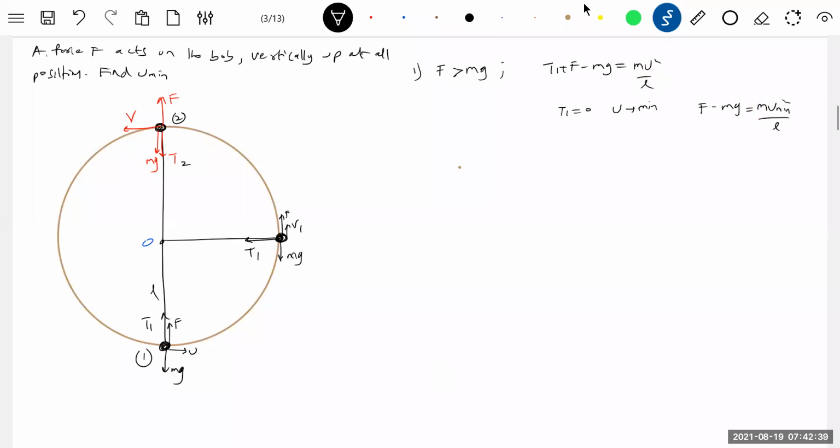Then what velocity should I project? I think directly it's available from here only. I need not do anything. What is the critical point? Now point 1 will become the critical point, the lowest point. If we just give velocity equal to critical velocity at the critical point, it is going to complete the vertical circle. Now I'll make F less than mg. Then we'll write the equation T2 plus mg minus F equals mv2 square by L. If tension is 0, then v will become minimum.